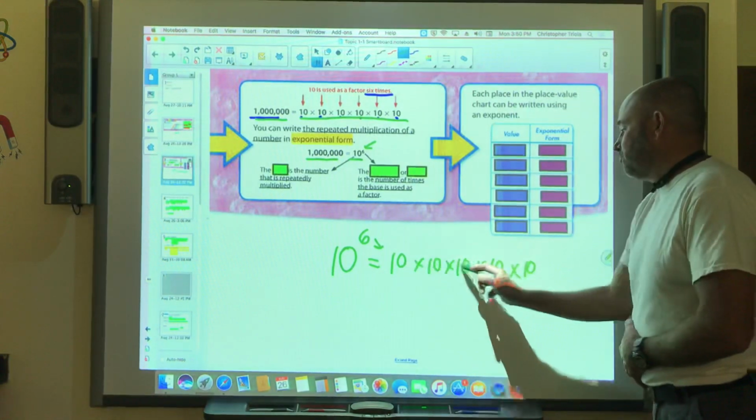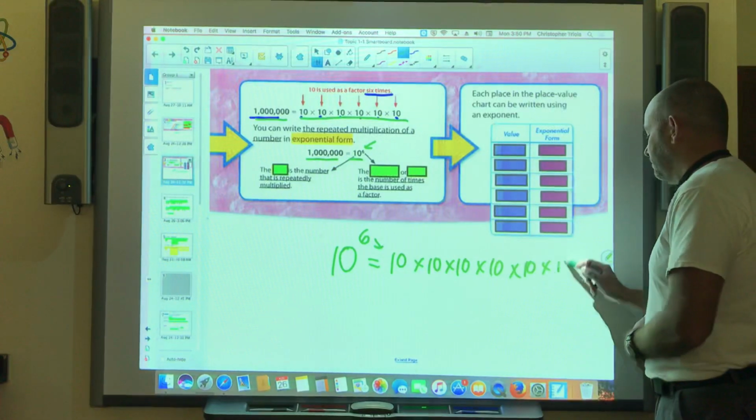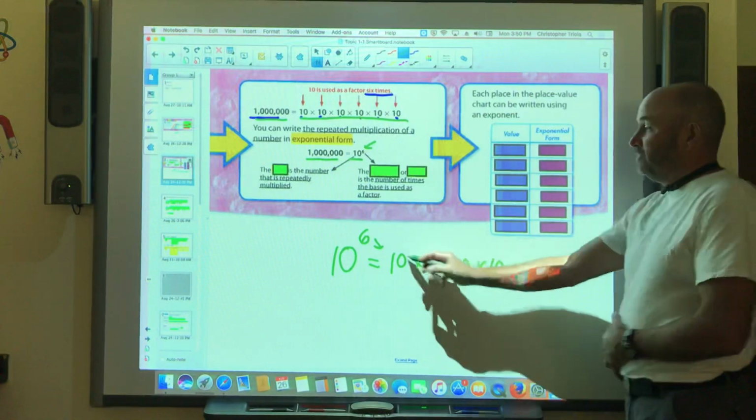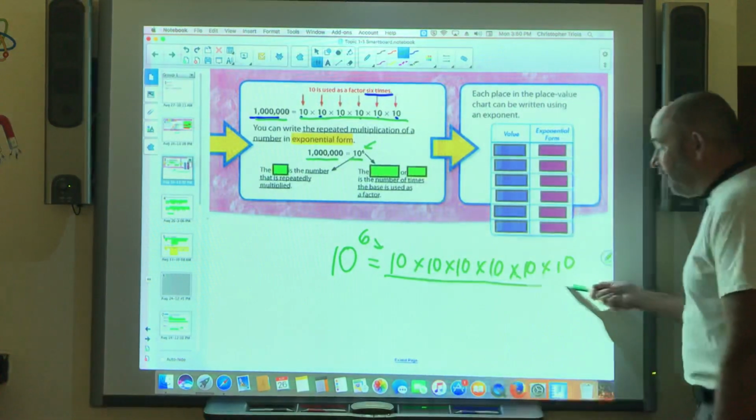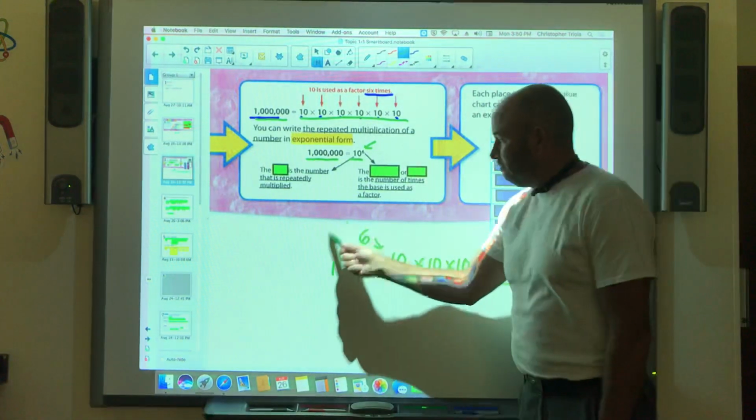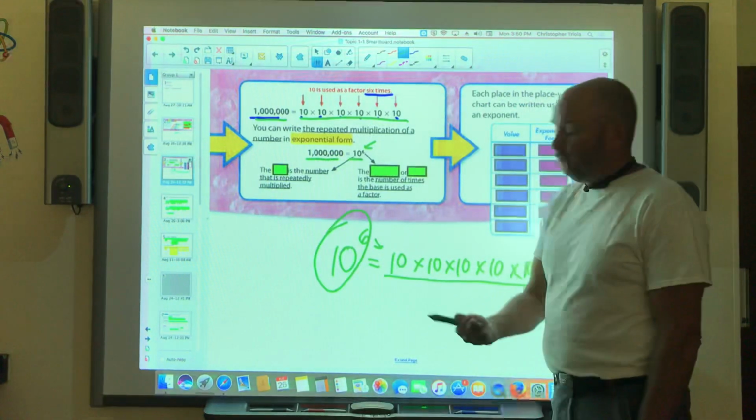And we have 1, 2, 3, 4, 5, 6. So that's 10 to the 6th. And you can see that it's a lot easier to write all of that in exponential form.